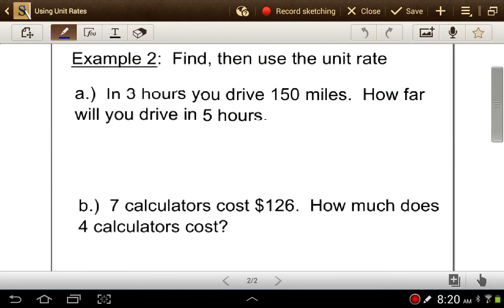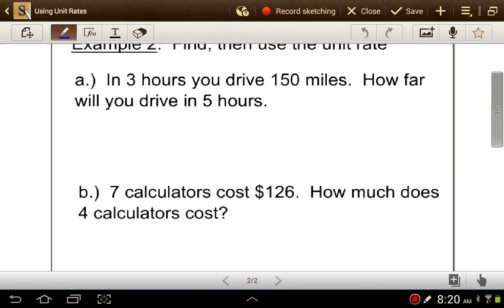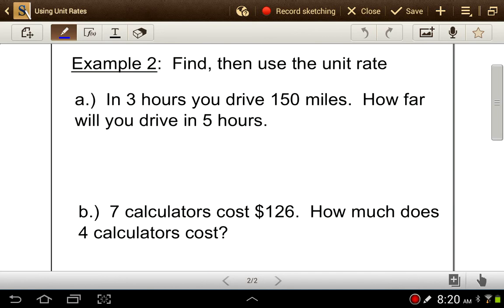All right, in example 2, we are first going to find the unit rate, then use the unit rate. So I'm going to find it, then use the unit rate. Okay? Example A here. In 3 hours, you drive 150 miles. How far will you drive in 5 hours?